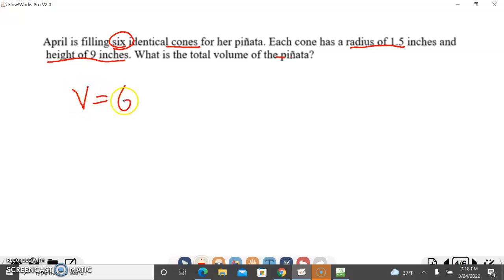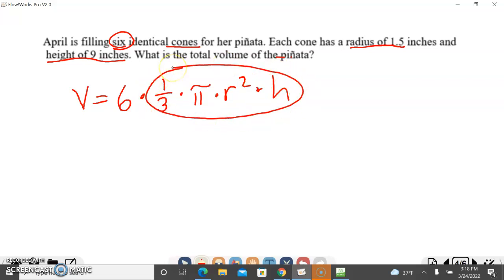We're going to start with 6. And then we look at the rest of the formula. 1/3 times pi times the radius squared times the height. So this part right here is our volume of a cone. And because there's 6 of them, we're going to multiply by 6.